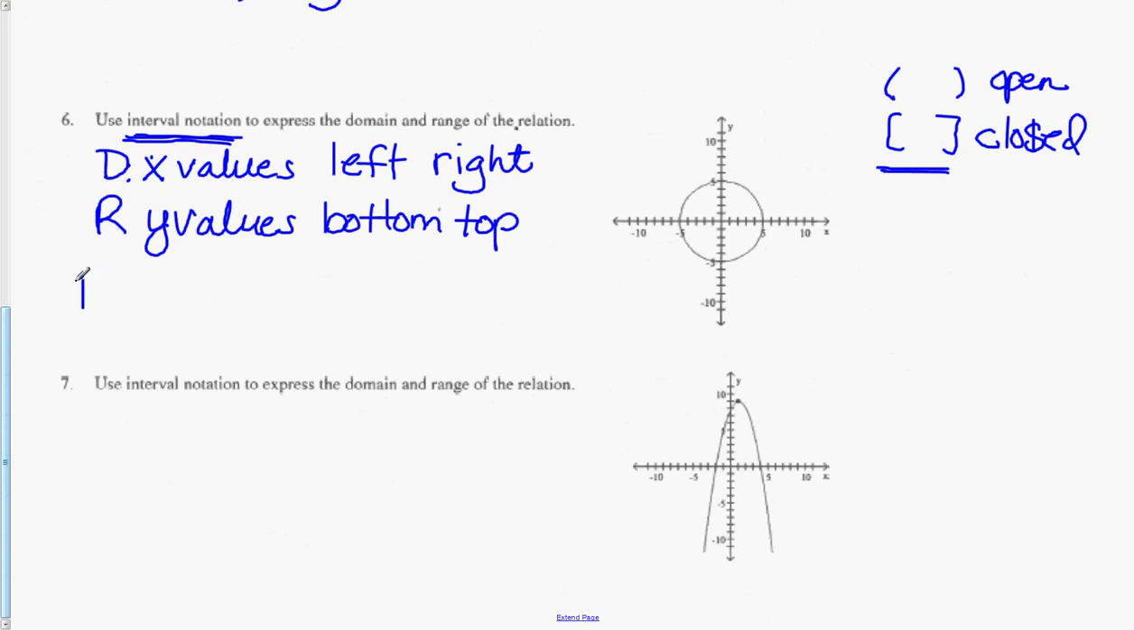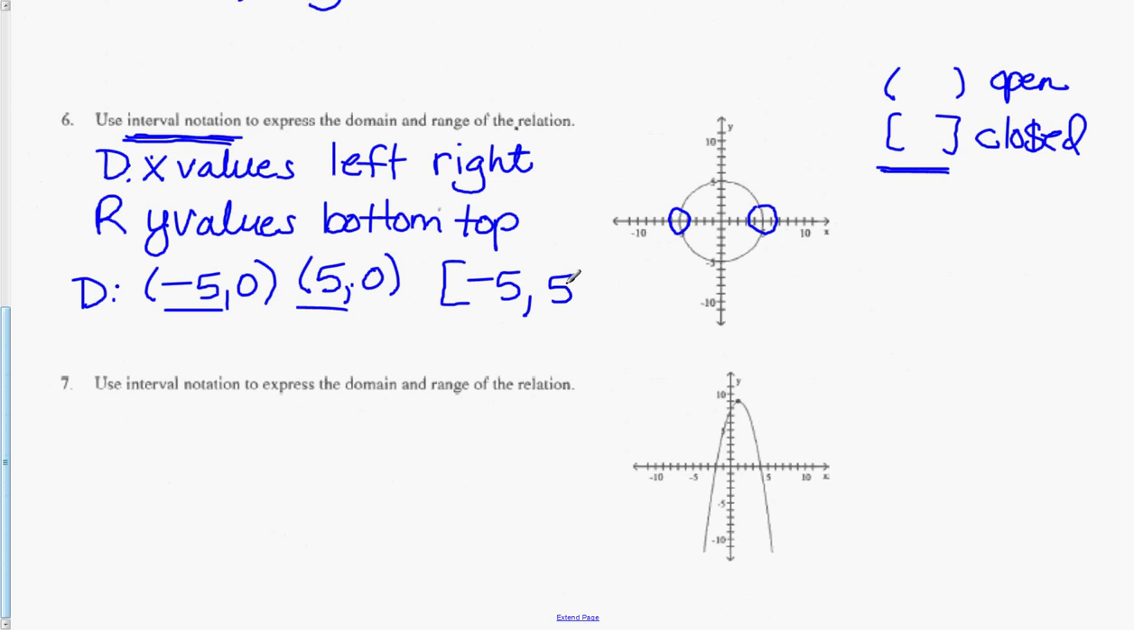So for my domain, I'm going to look at my leftmost point right here. That is the ordered pair -5, 0. I'm just making some scratch work. This is not my actual domain. The right hand point looks like it is +5, 0. All right, so to show interval notation for that, I'm looking at my x values. And since there aren't any open circles on this graph, I'm going from -5 to 5 with brackets. There is my domain.